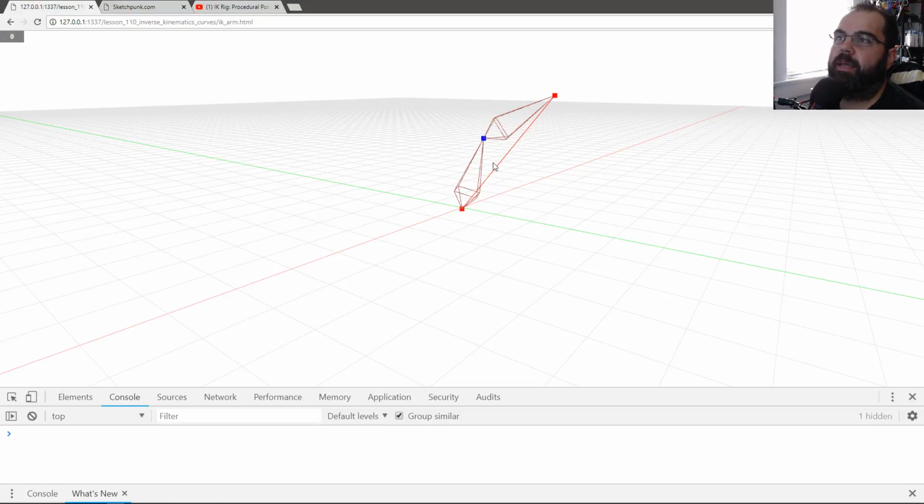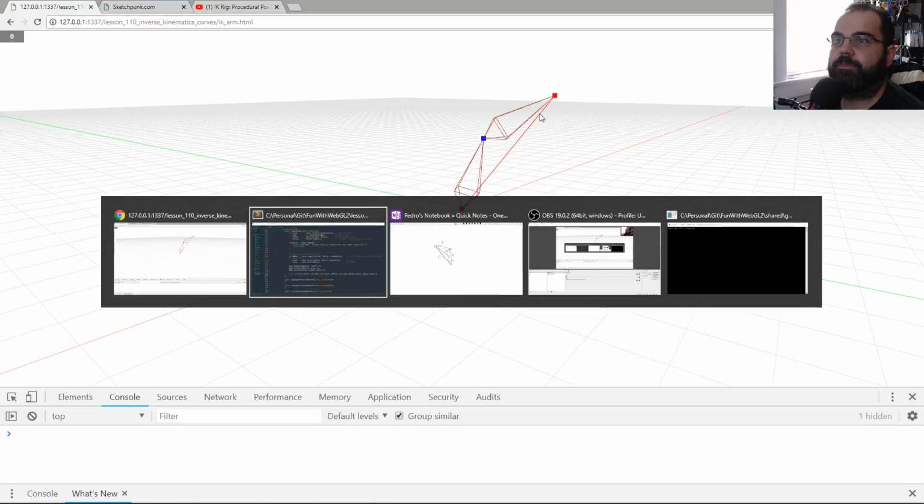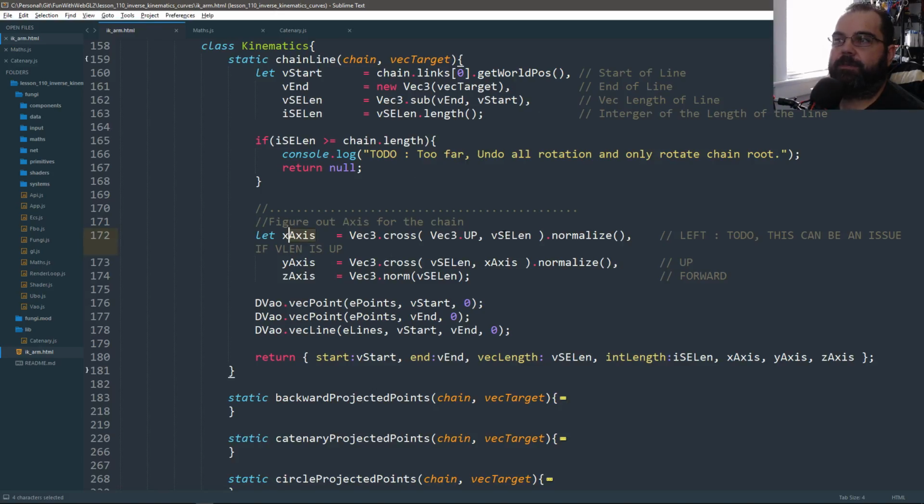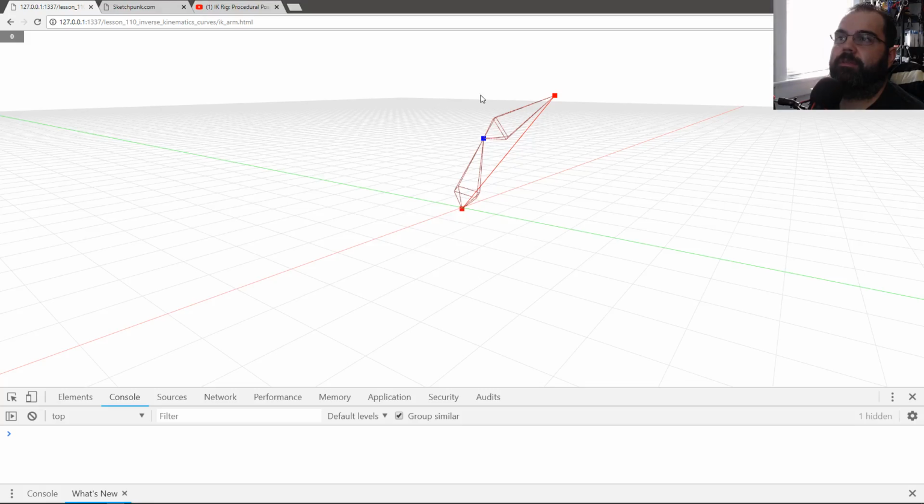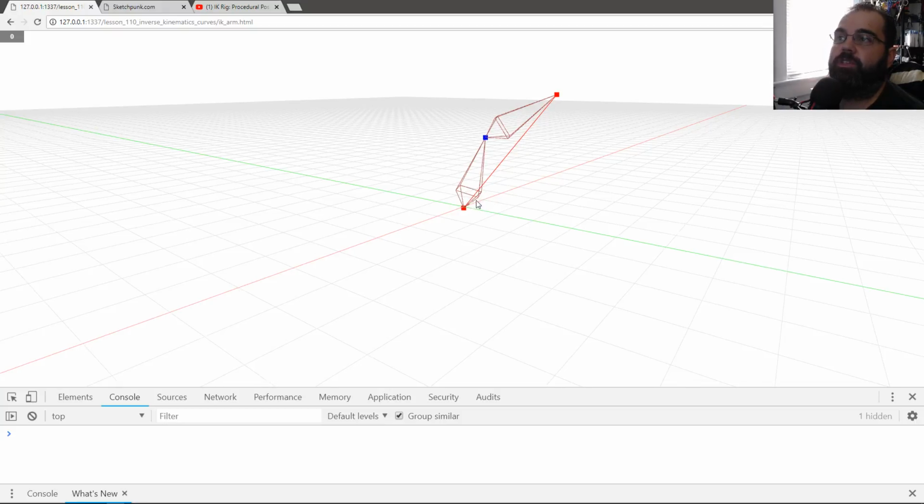So I'm taking that line from the start of our chain to where we want to go with our chain. I'm using that as the x-axis. I use that to help calculate the rest. Then I take the x-axis and normalize it so I can create the y-axis. And then from there is the Z. Actually, the direction is Z. The direction that I'm going this way, I'm considering the forward direction for this chain.